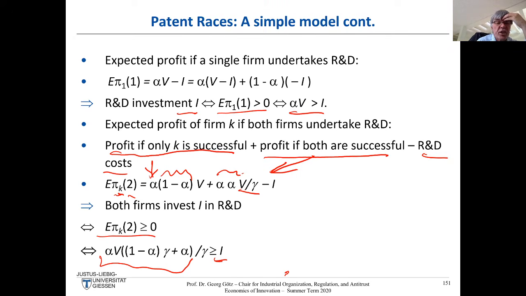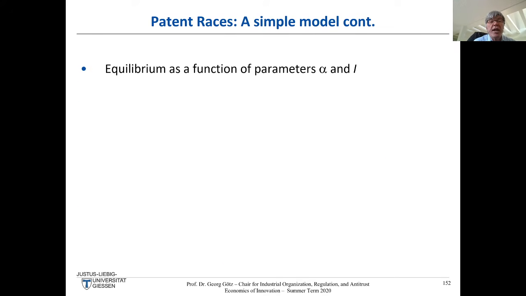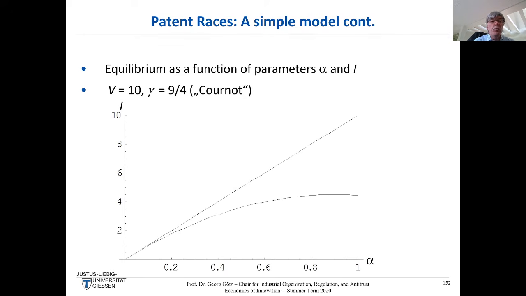I next just present you some diagram where you see that in more detail. Of course, it's clear that if V increases, it's more likely that you invest in R&D. If I goes down, it's also more likely to invest in R&D. What is interesting, for instance, is the effect of alpha, the probability of success. And that's what we are looking into in the diagrams we have here. Here we have the equilibrium as a function of parameters alpha and I. Here I is something between 0 and 10. The value of the patent is 10. We assume Cournot here. And here we have alpha.